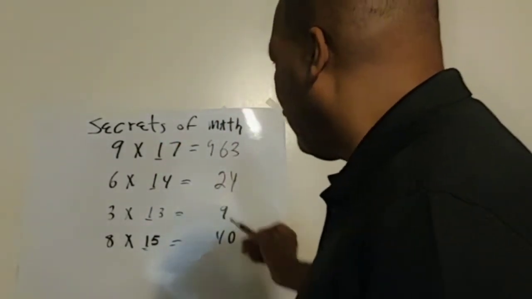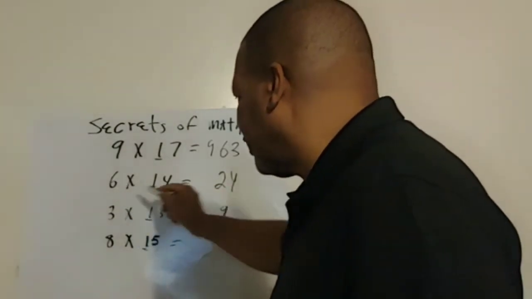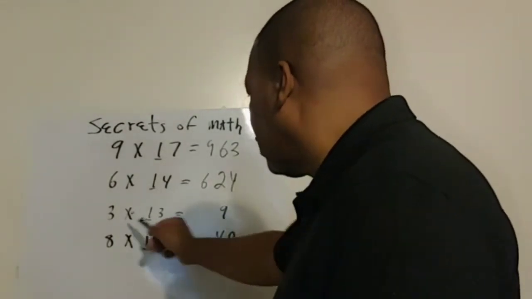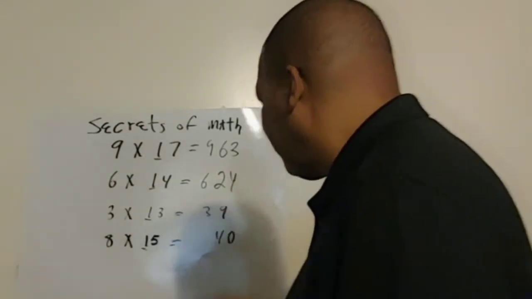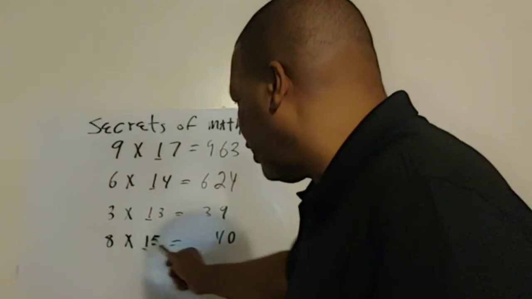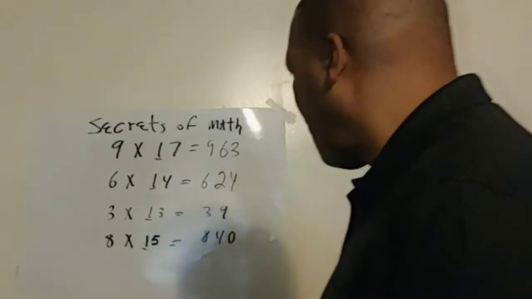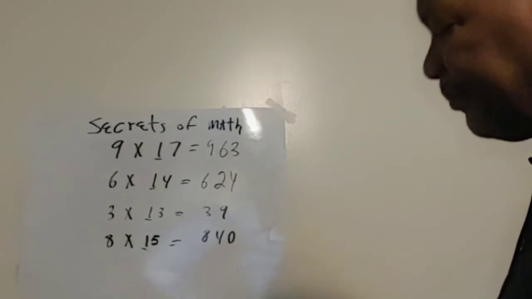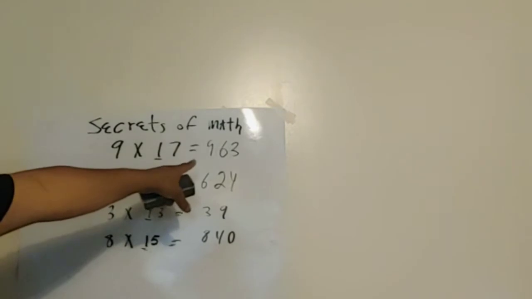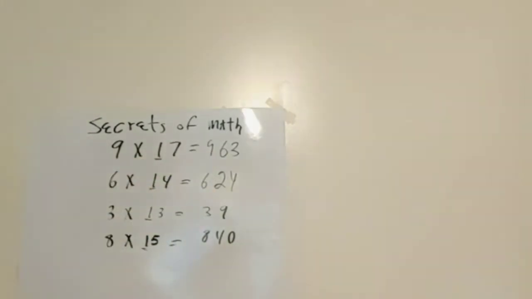Okay? We said 24. We take the 6 and we put it in front. We said 9. We take the 3 and put it in front. And we said 40, and we take the 8 and we put it in front. Okay? So now that's what we got. Now if you look here, you can see you've got a 9 and 63. You've got a 6 and 24. You've got a 3 and 9. And you've got an 8 and 40.